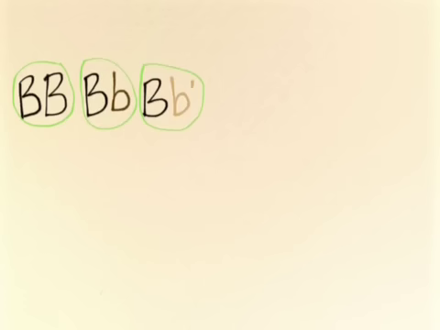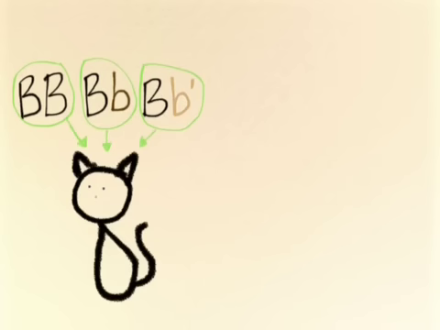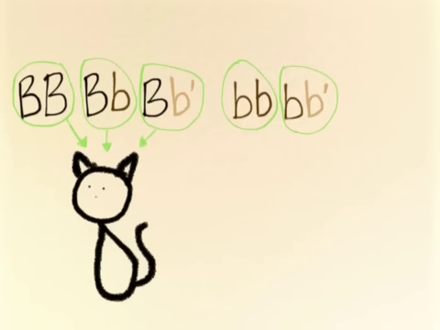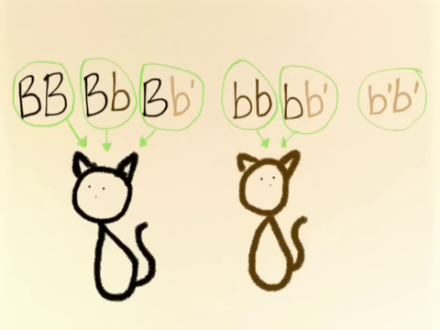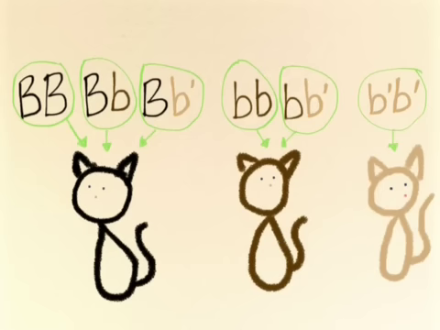The black allele is the most dominant, meaning it will win when matched with any other alleles, and the cat will be black. The brown allele comes next, and it will win against the cinnamon allele. And the cinnamon allele is the most recessive, meaning it will not win against either of the other two, and the only way for a cat to be cinnamon is if it has two cinnamon alleles.